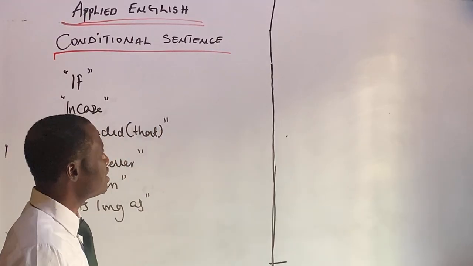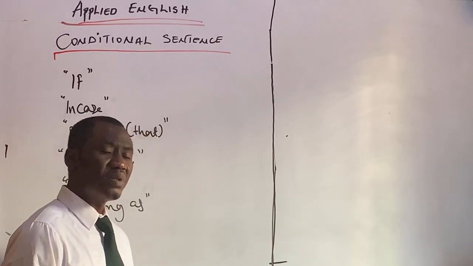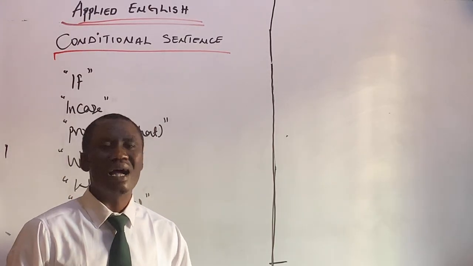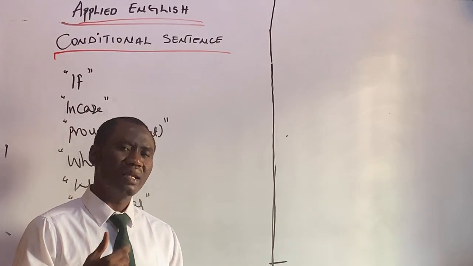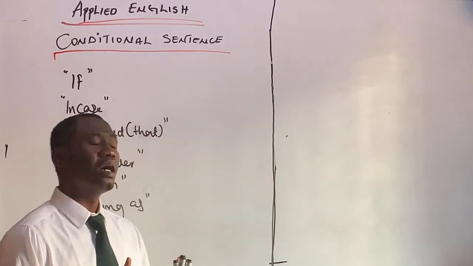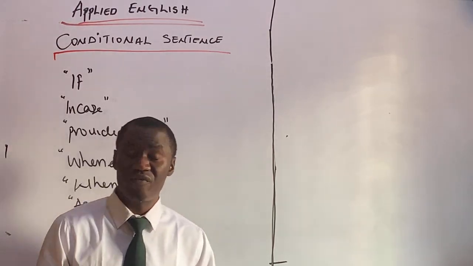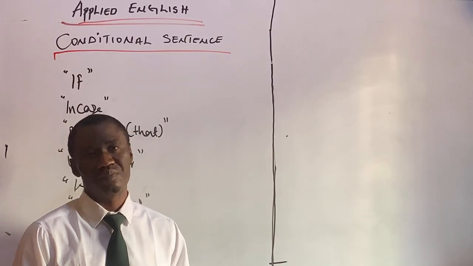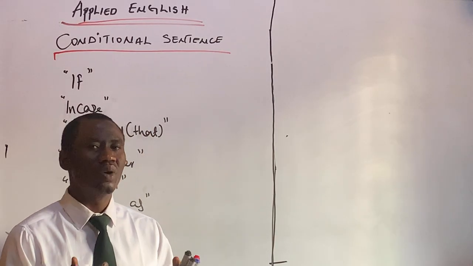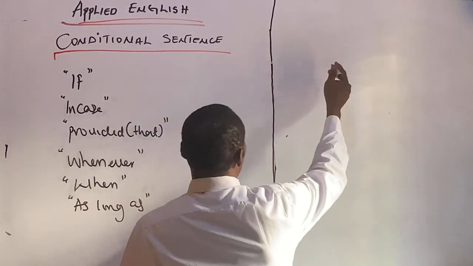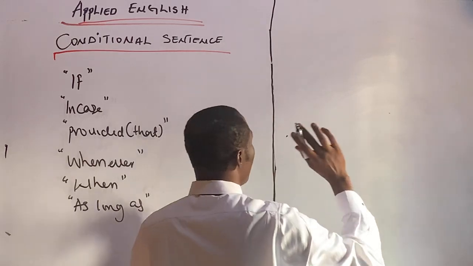The conditional sentence is simply referred to as a hypothetical situation and its possible outcome. I take that again. The conditional sentence is simply referred to as a hypothetical situation and its possible outcome. Now, the conditional sentence is divided into two clauses.